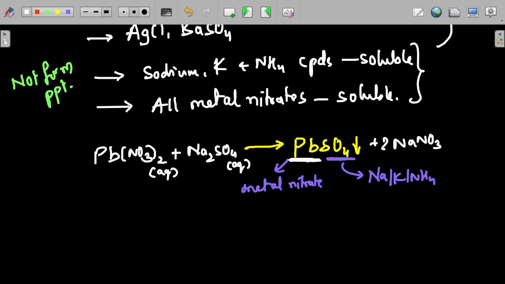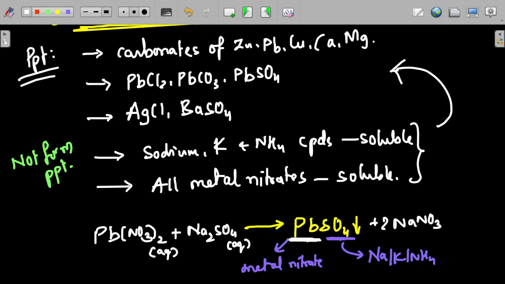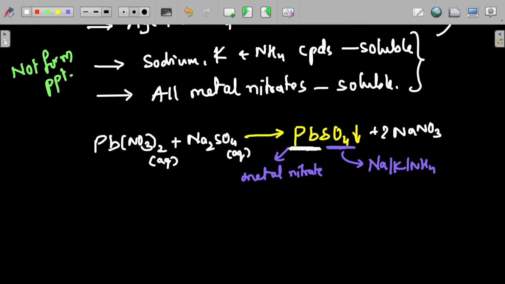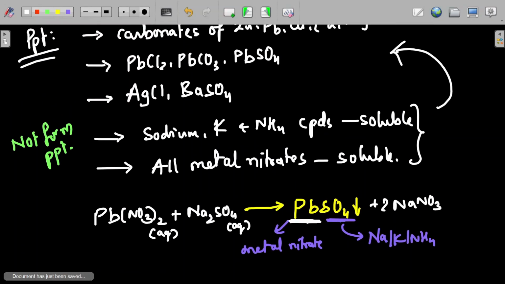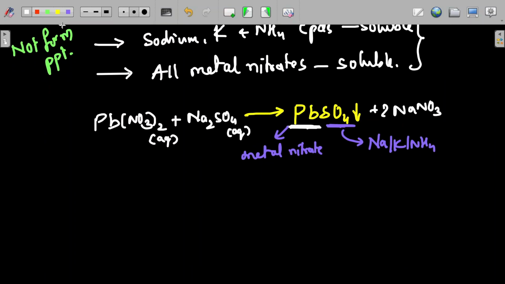So this is how you have to solve such kind of problems. Whenever precipitation is there, for the metallic part you take nitrate. For the non-metallic part, sulfate, chloride, you take the compound of sodium or potassium. But some compounds are soluble also. For example, zinc sulfate is soluble in water. If you know that zinc sulfate is soluble in water, then you can take that.